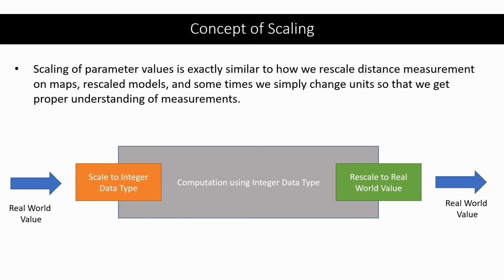The scaling of parameter values is exactly similar to how we rescale distance measurements on maps or scaled models, and sometimes we simply change units so that we get a proper understanding of a measurement. So the real world values are scaled to integer data type and are used in computation. When providing outputs, we rescale the integer values into real world values, and these are provided to the user interfaces.